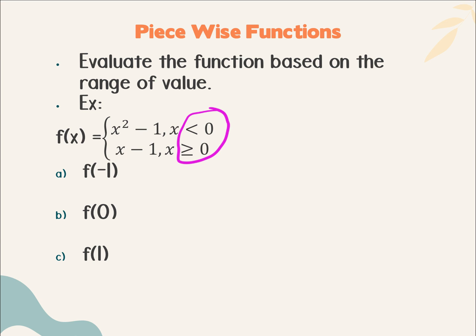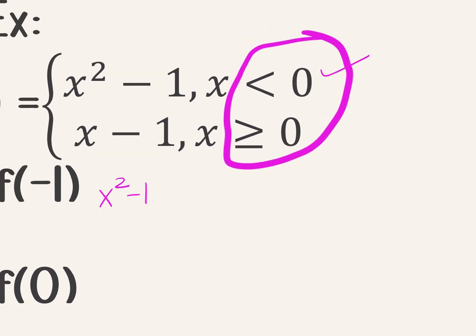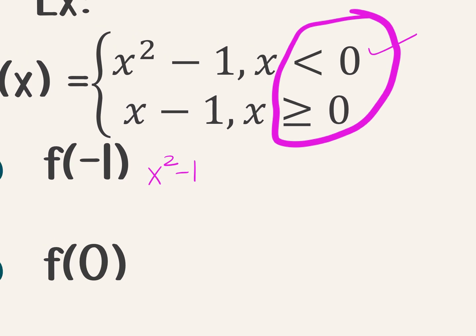If you're going to plug in any values that are greater than or equal to 0, you use x minus 1. Does everybody understand that? So look at the first value that they want you to plug in, -1. Well, where does -1 fall? Is -1 less than 0, or is it greater than or equal to? It's less than, so you're going to evaluate -1 using x squared minus 1. Because the value you want to use falls in this parameter. It's less than 0. So you have -1 squared minus 1.